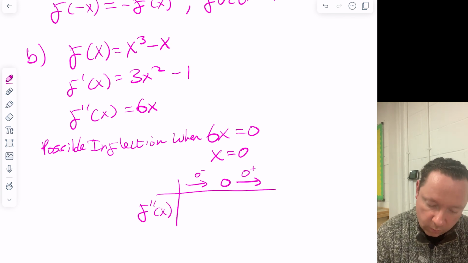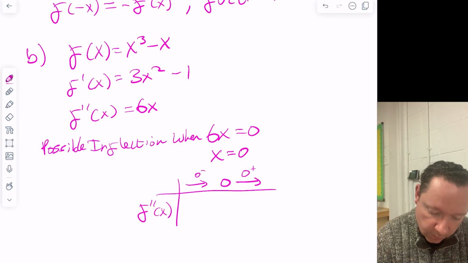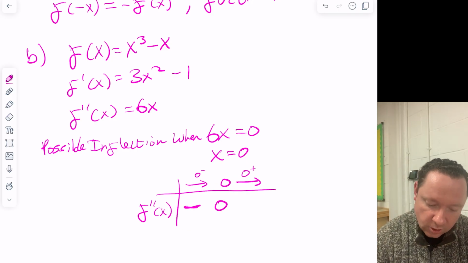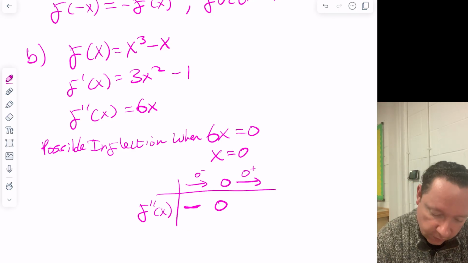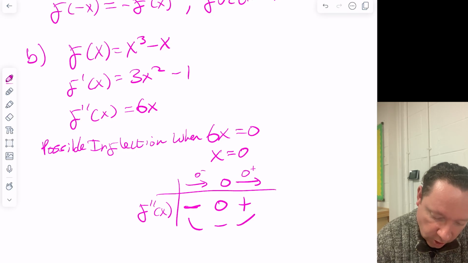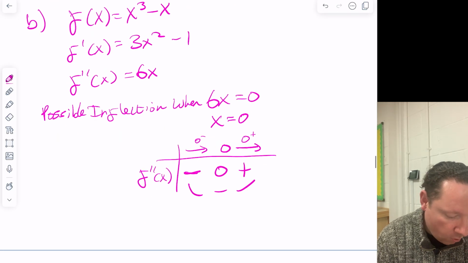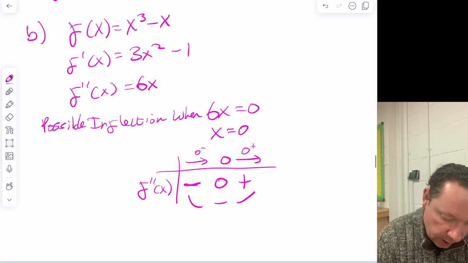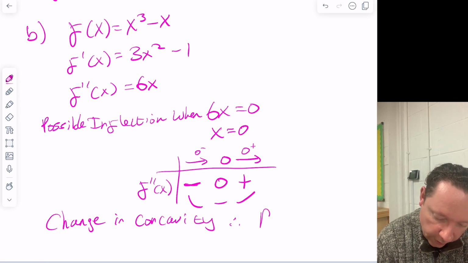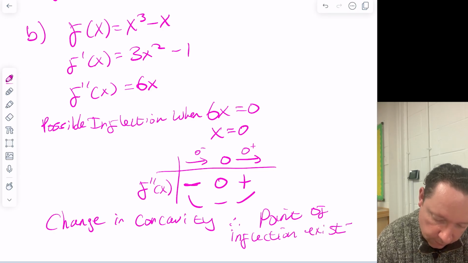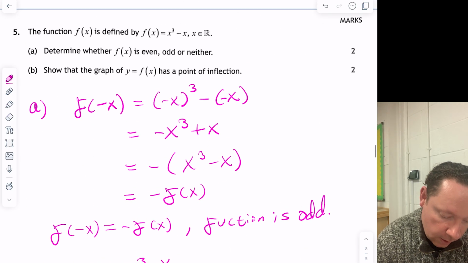So just before 0, when it's minus, well, 6 times a minus number is a minus number, so that's negative. That's 0. And just after 0, like a tiny little bit, it becomes positive. 6 times positive is positive. So it is a change of concavity. So therefore, change in concavity, therefore point of inflection exists. And that's that one done.